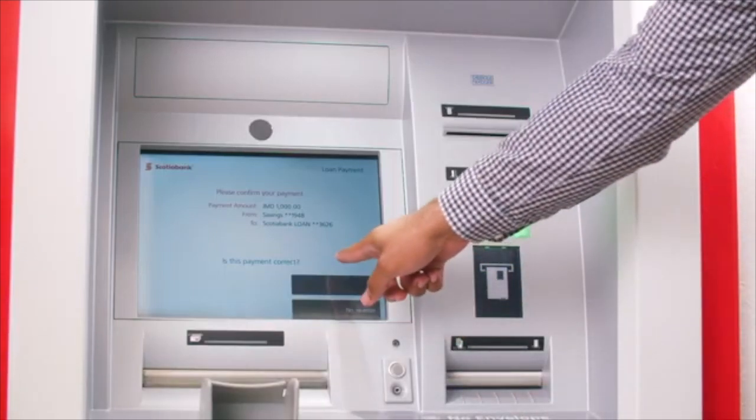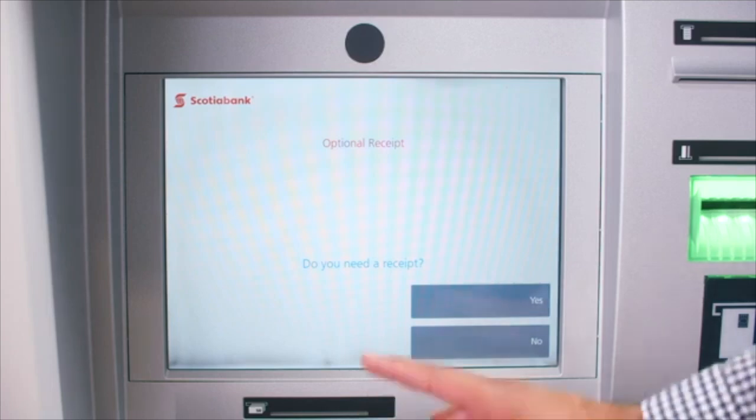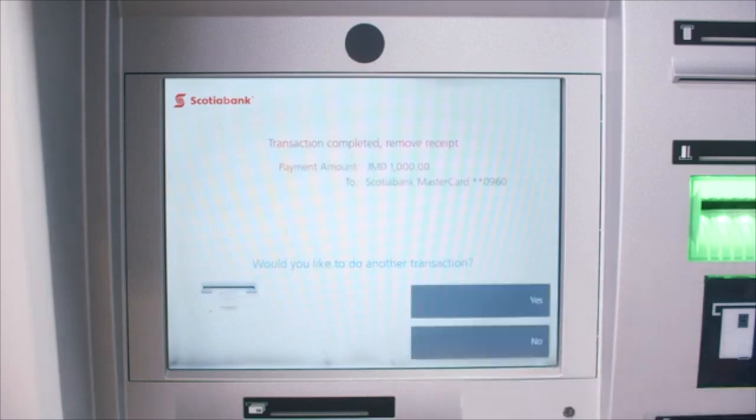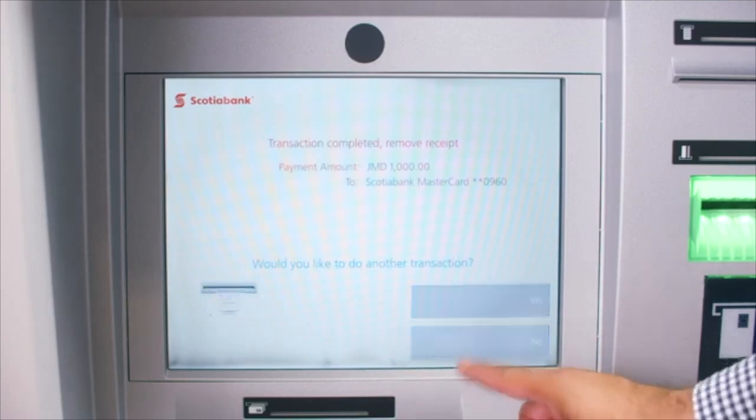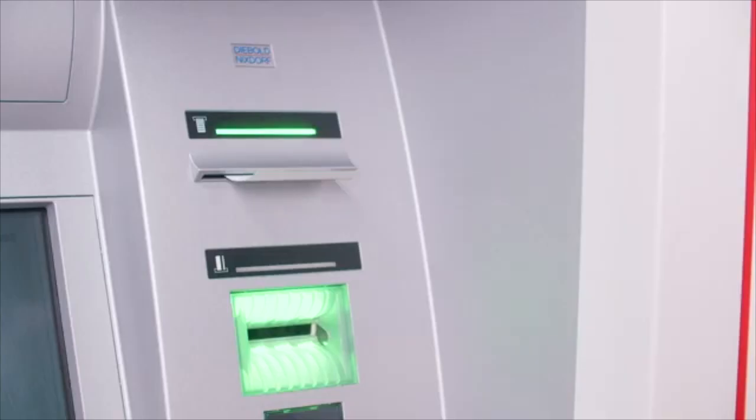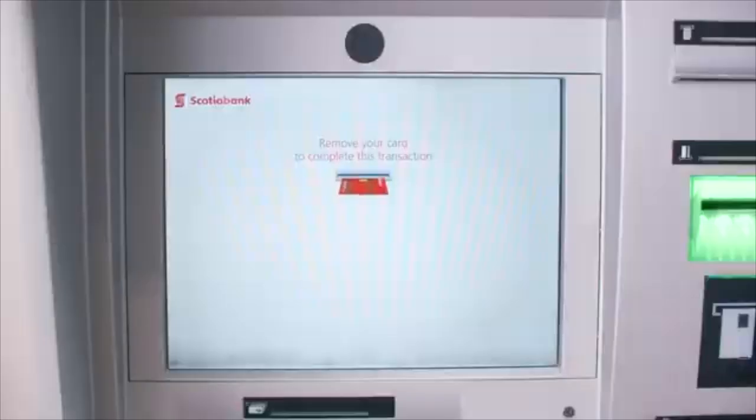Review and confirm payment. Select Yes or No for a receipt. Would you like to do another transaction? If no, take your receipt. Remove your card.